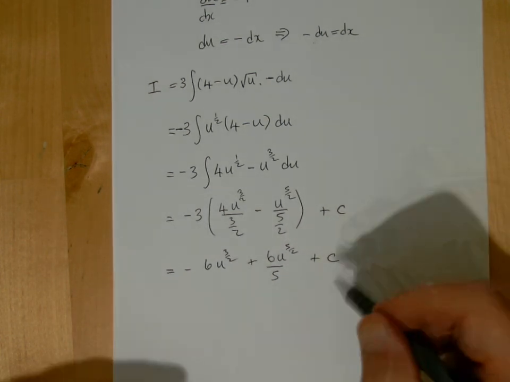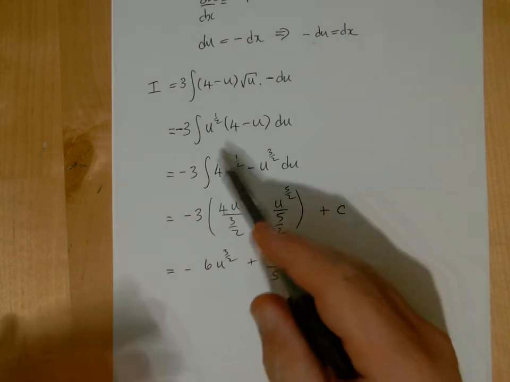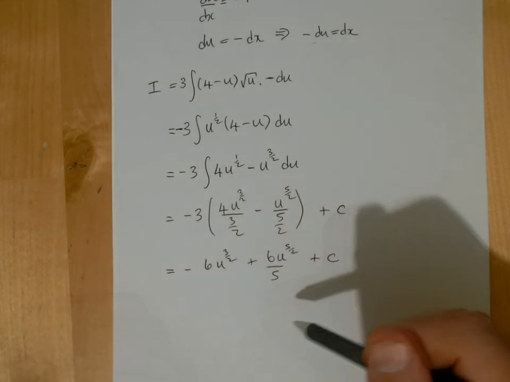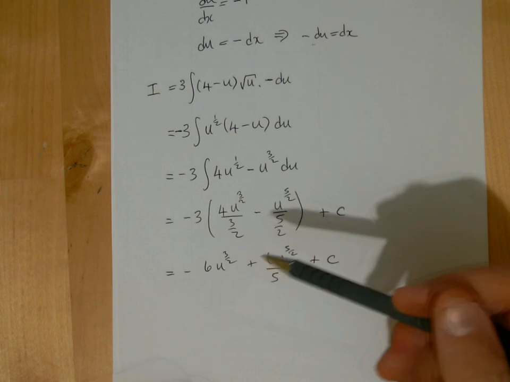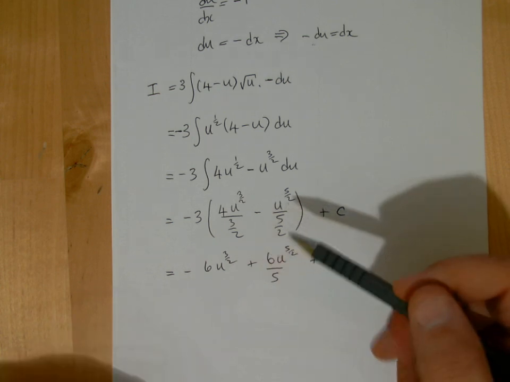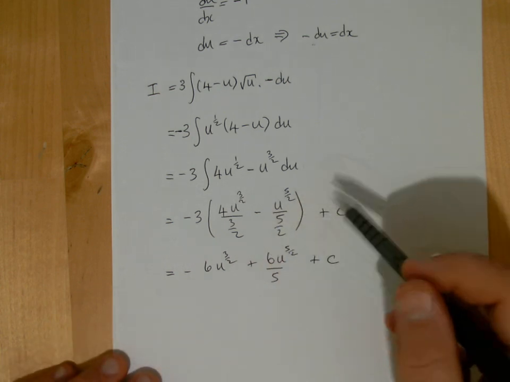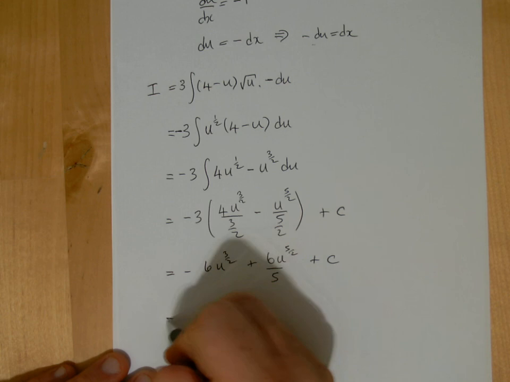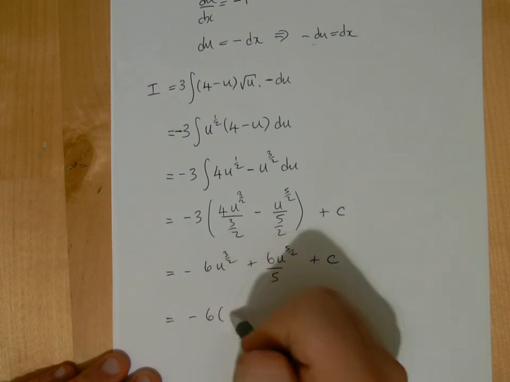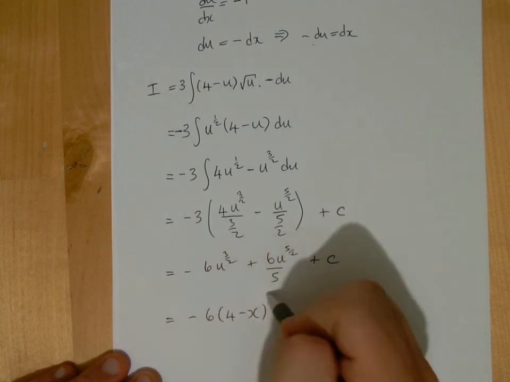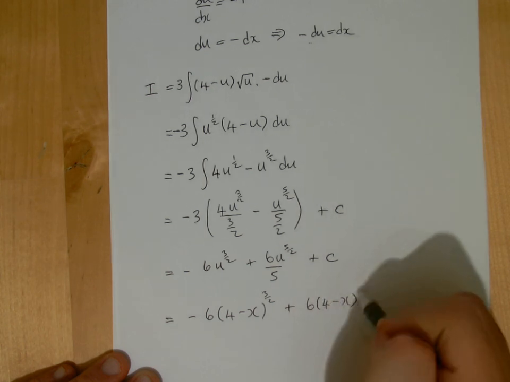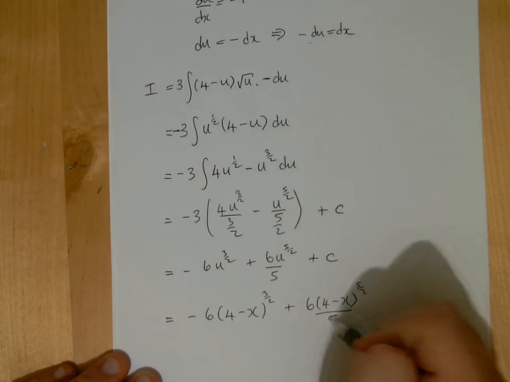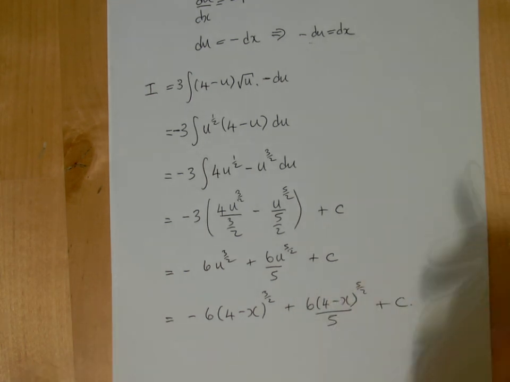Now remember my answer here is in terms of u. There's no limits, so I'm not going to work out a specific value. But I've got to put my answer in terms of x, haven't I? Because that was the question to start with, integrate in terms of x. So I then put my substitution back in. Remember my substitution was 4 minus x. That's what u is. Plus then, don't forget to put that plus c at the end because we don't have limits.